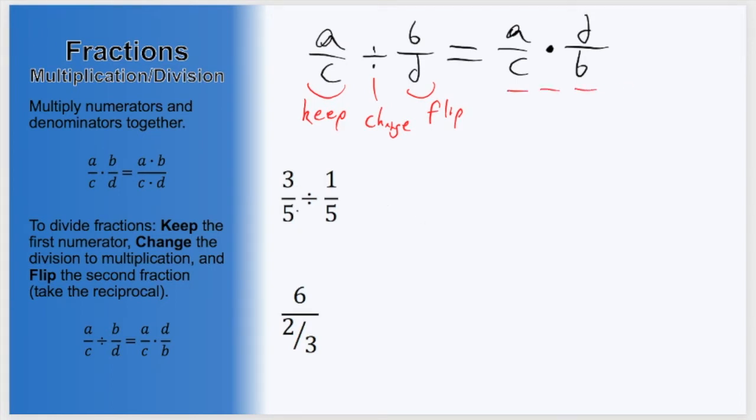Consider 3 over 5 divided by 1 over 5. We keep the first fraction 3 over 5, we change the division to multiplication, and we flip the 1 over 5 to get 5 over 1. Multiplying across, we get 3 times 5 on top and 5 times 1 on the bottom.